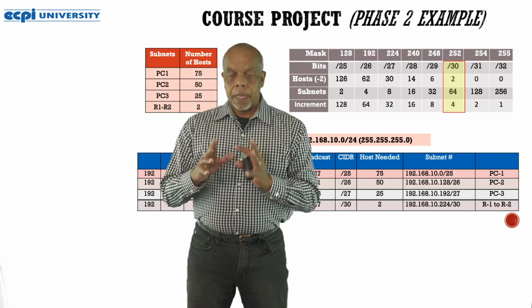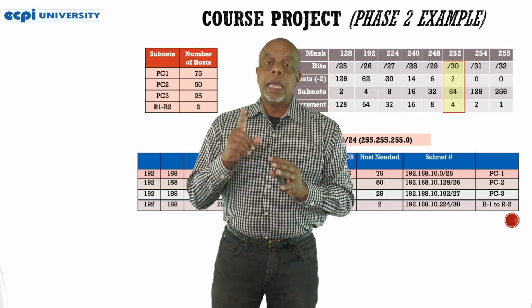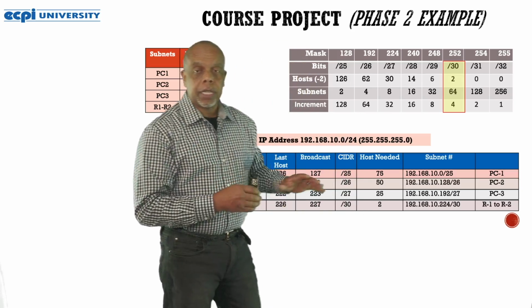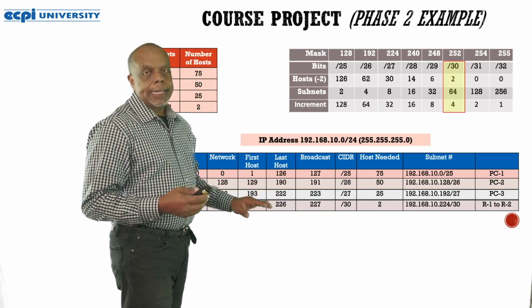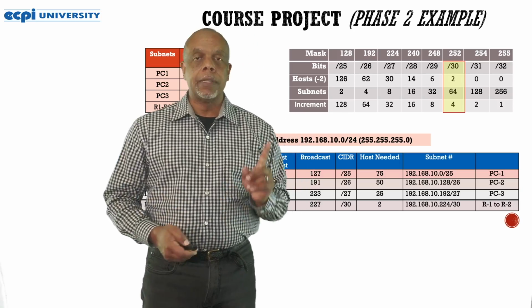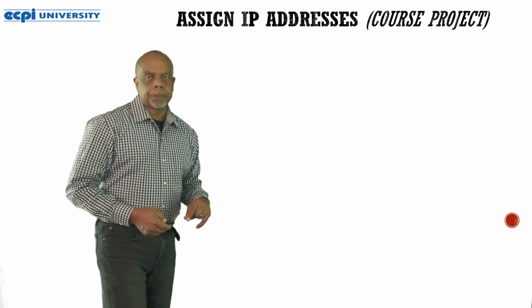So class, like I said, I hope this helps you out. Now, but we're not finished here. There's something else that we want to talk about. Now, even though we have set up our ranges, the next thing we want to do is to be able to actually assign IP addresses in each range. All right, here's what I mean.